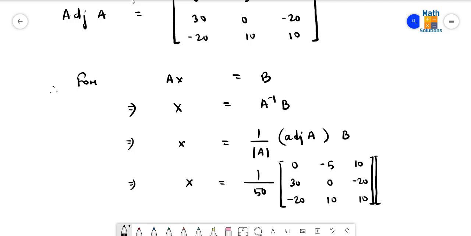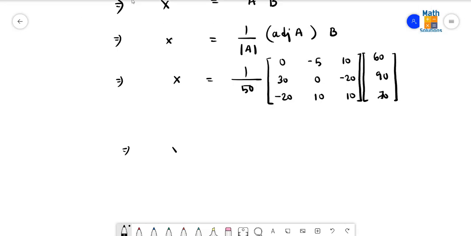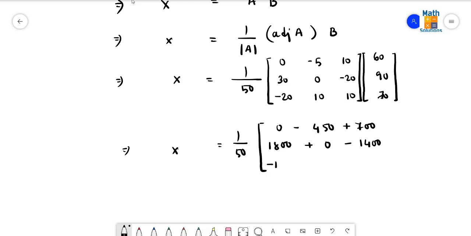B comes as 60, 90, then after 70. So we have to multiply these two matrices. Then x is equal to 1 by 50 after multiplication, the result comes as 0 minus 450 plus 700. Then after here I get 1800 plus 0 minus 1400. Then after here it is minus 1200, then plus 900, then after plus 700.